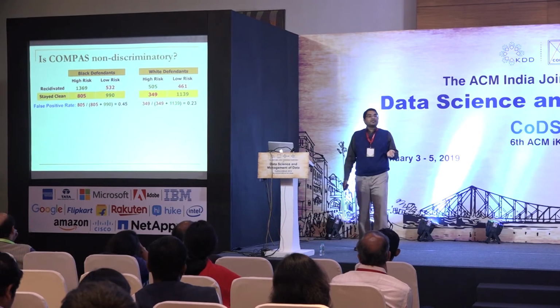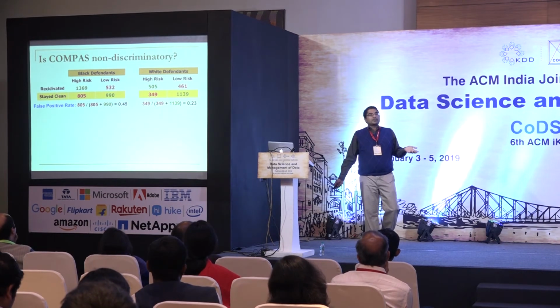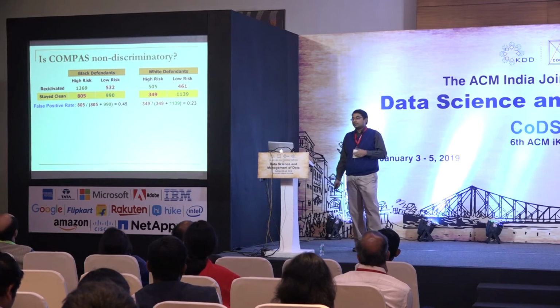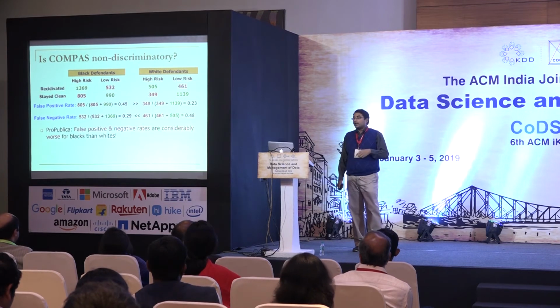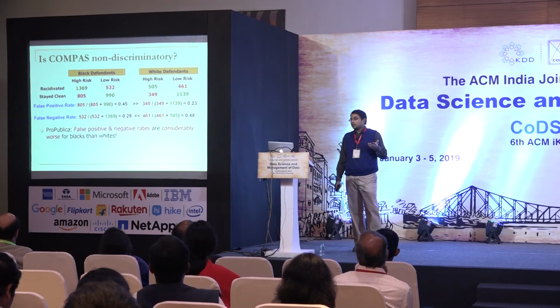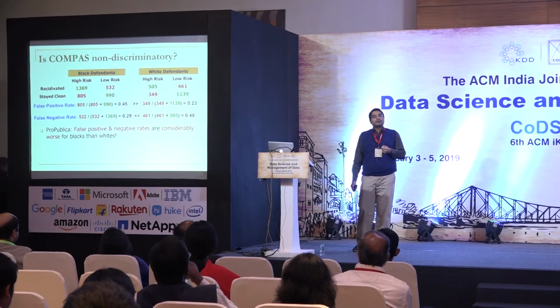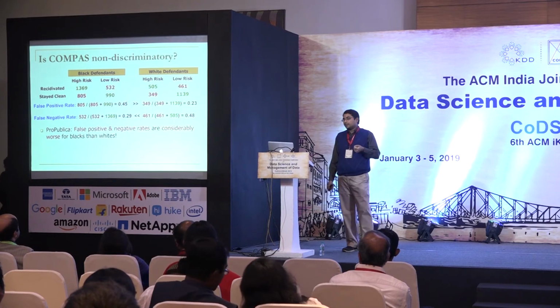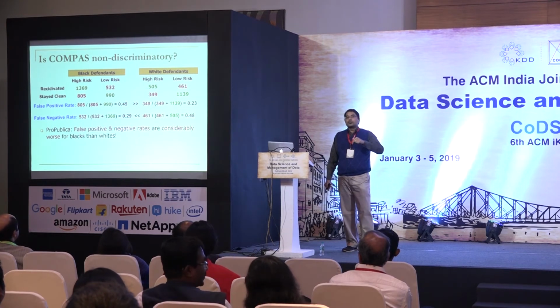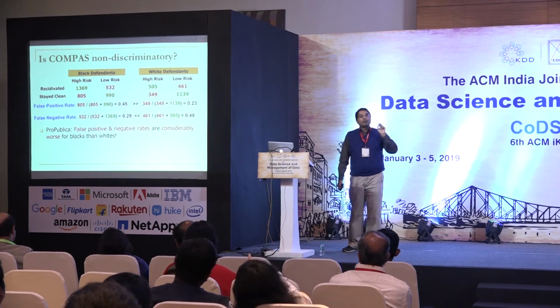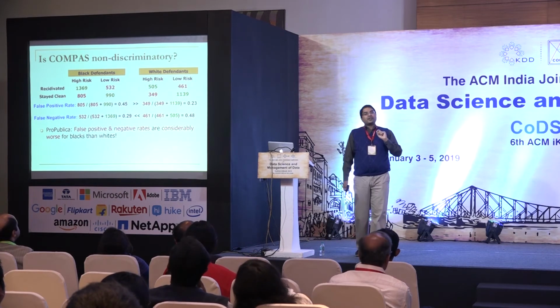Now, from this confusion matrix, they simply computed what are known as false positive rates for blacks and whites, and then false negative rates, once again for blacks and whites. And these are standard computations. And then what they noticed was the false positive rates and the false negative rates were considerably worse for blacks than for whites. Notice that in this particular case, having a high false positive rate is worse, and having a low false negative rate is also worse, right?